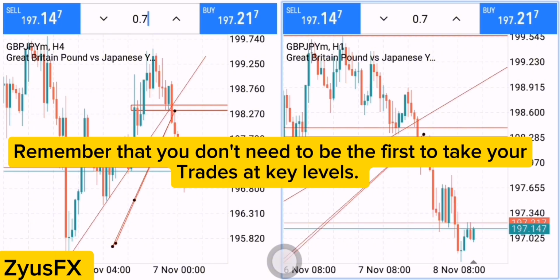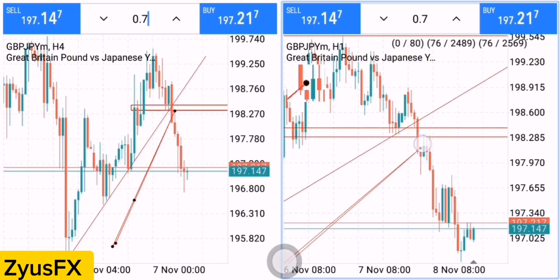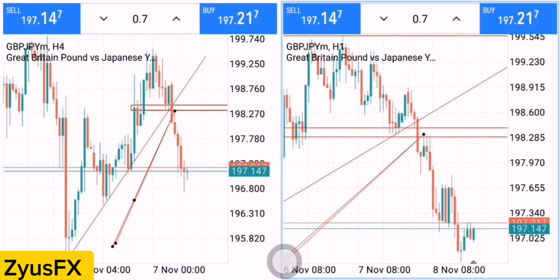That's why you don't need to be the first to take your trade at a key level. Being the second or third is still okay, as long as you are making money. So once price pulls back to the area for a retest, price does not just leave the area.